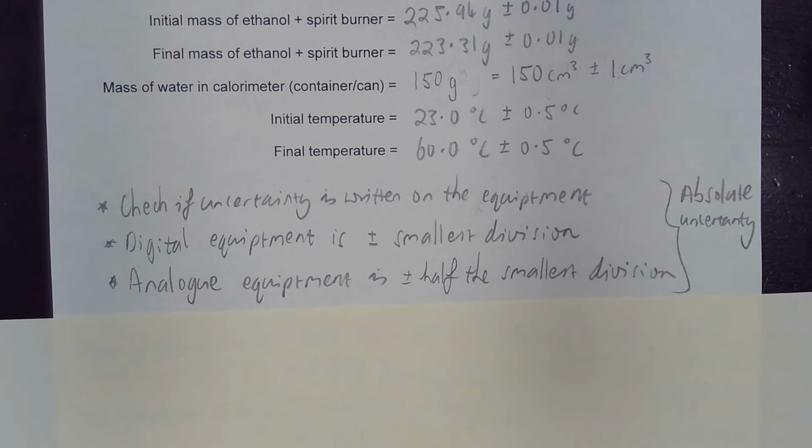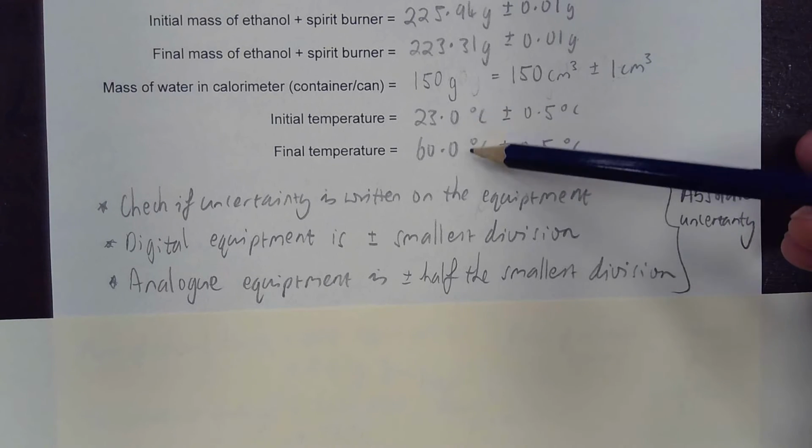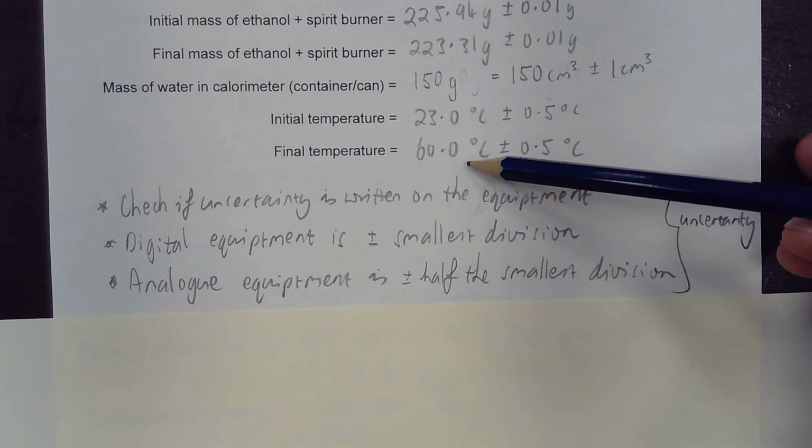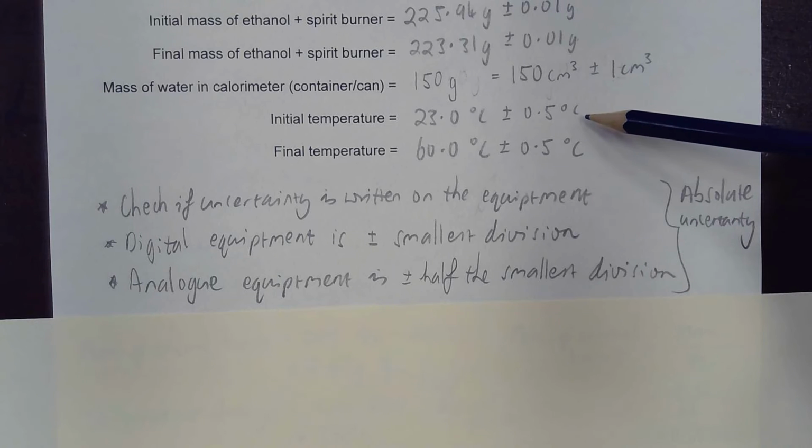If the value is not given on the equipment and it is a piece of analog equipment, so not electrical equipment, the general rule is plus or minus a half the smallest division. So in this situation, the temperature measured with the thermometer, the smallest division on the thermometer is 1 degree Celsius. That means the uncertainty is plus or minus 0.5 degrees Celsius.